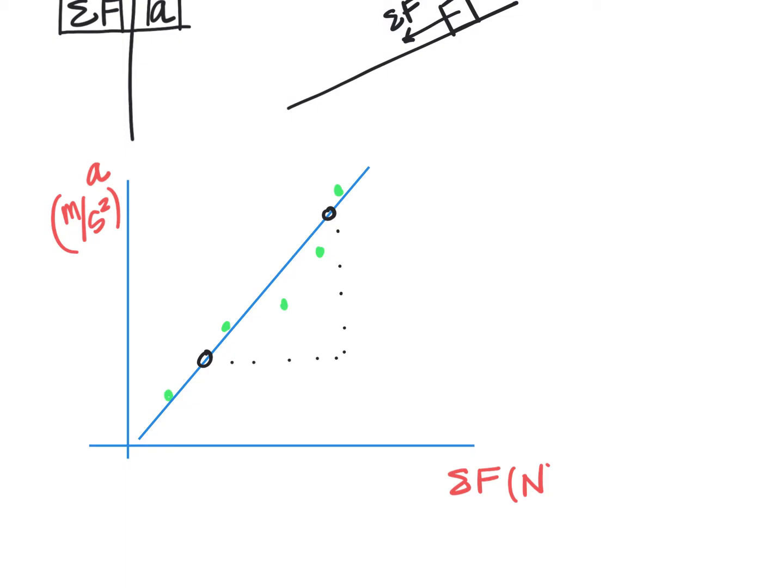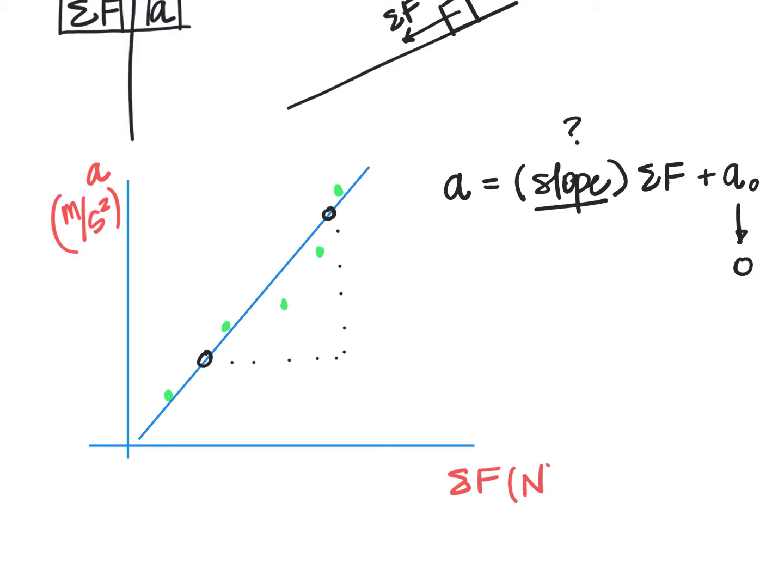So once you do that, you get an acceleration is equal to some slope value, and then the net force was on our x-axis, and then you'll have a plus, and this would be the initial acceleration, right? Because it would be the acceleration when the force is 0. Now the acceleration when the force is 0, well, that should be about 0 because it should be very small. So now what does this slope represent?